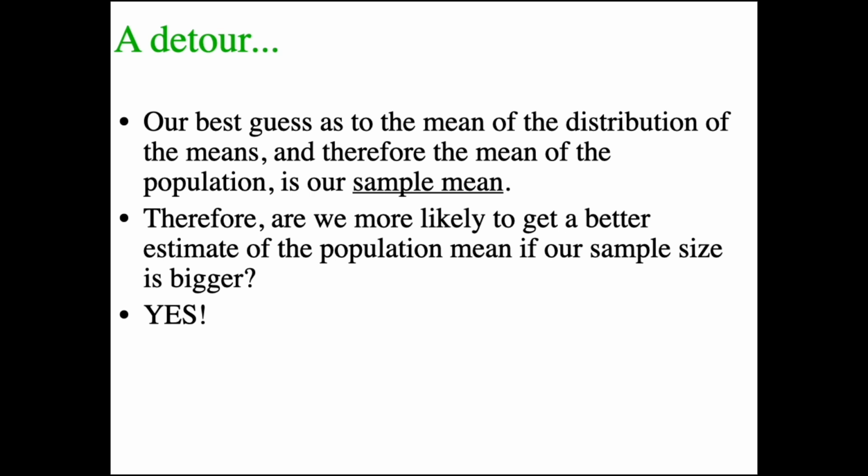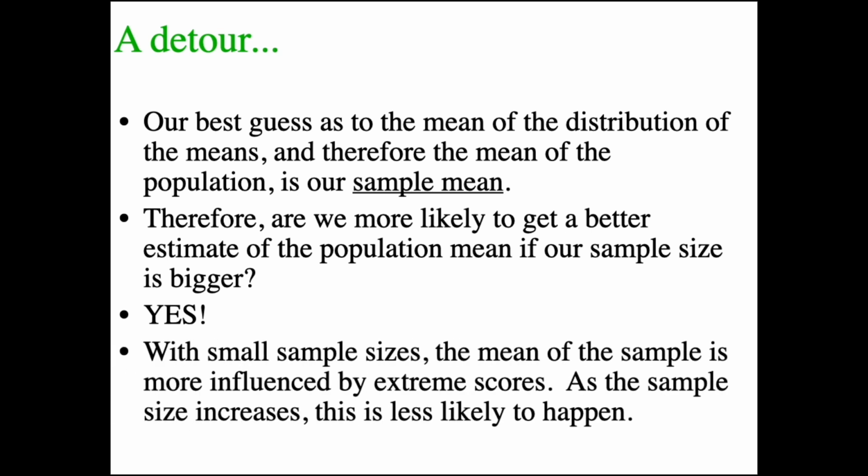The bigger our sample size, the more likely it is that we're going to correctly estimate the population mean. So with small sample sizes, the mean of our sample is probably more influenced by extreme scores, but as the sample size increases, this is less likely to happen, and we're going to have a better estimate of what the distribution of the mean is, or the population mean is.